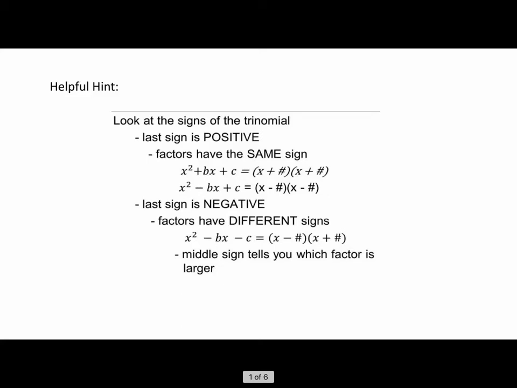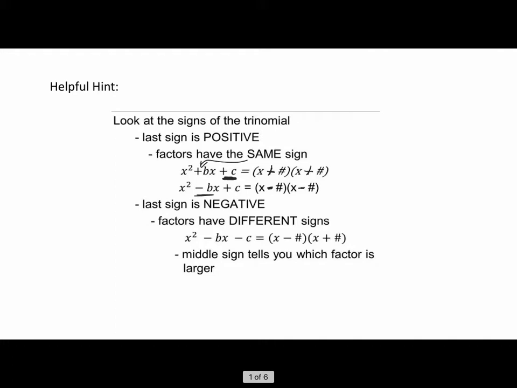A helpful hint here about the signs of your factors. If you look at the signs of the trinomial, if the last sign of the trinomial is positive, that constant term, then your factors have the same sign. So that sign will depend on the middle coefficient, b. If b is positive, then both signs of the factors are positive. If b is negative, then both signs of the factors are negative.